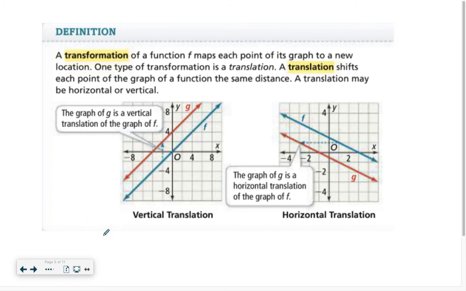So if we look at this first graph on the left, this is a picture of a vertical translation. It moved from blue to red, it went up. And then if you compare the graph of g, you can see it from blue to red, it goes left.